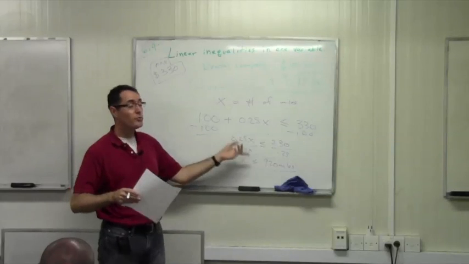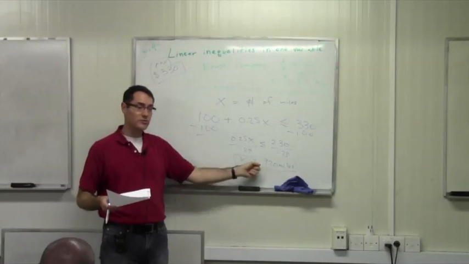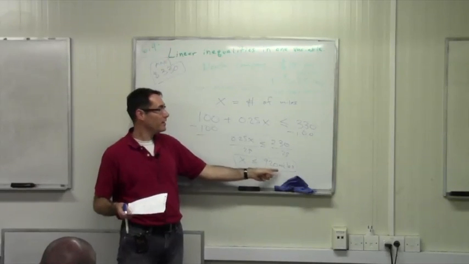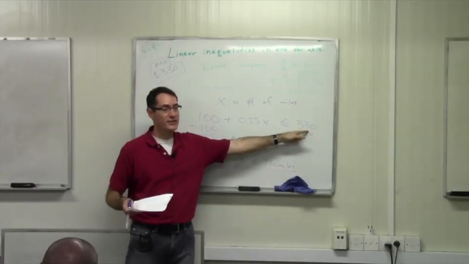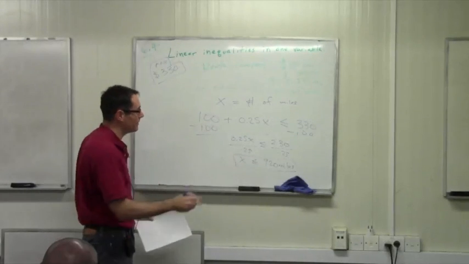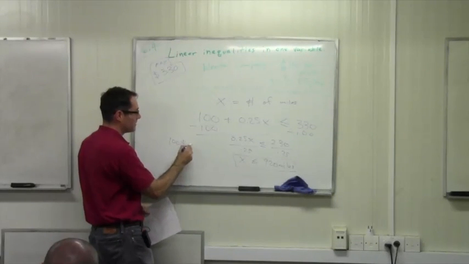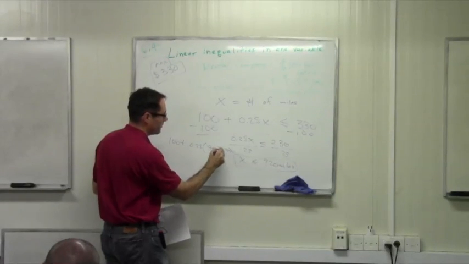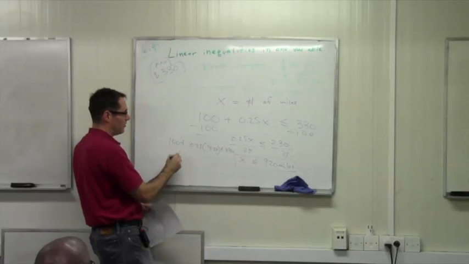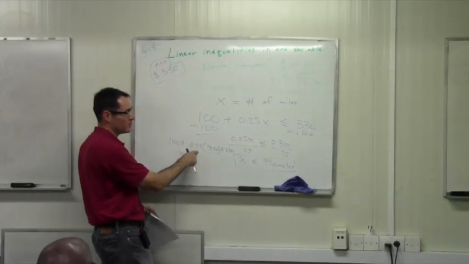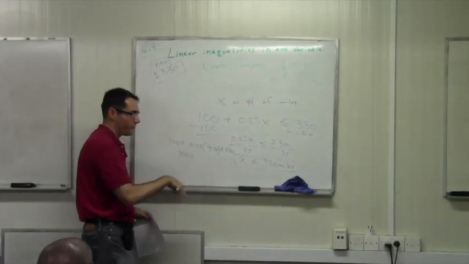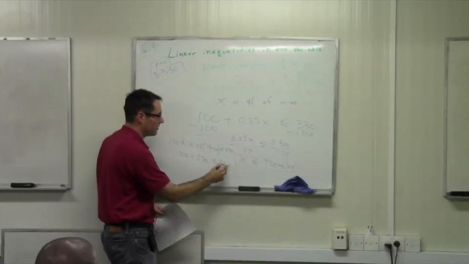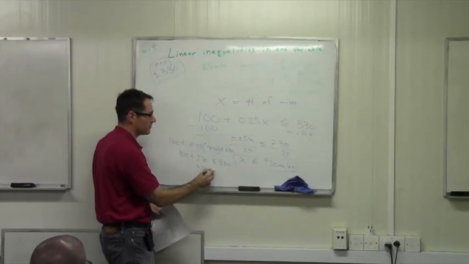Anyway, you could rent this car for 1 mile or 2 miles or 100 miles, but you can't go more than 920 miles, because at 920, this becomes equal to this, and that's your maximum. And we could check it. 100 plus 0.25 times 920, what's 920 times 0.25? 230. 100 plus 230 is 330, which is less than or equal to 330.